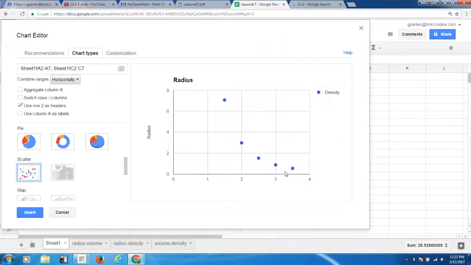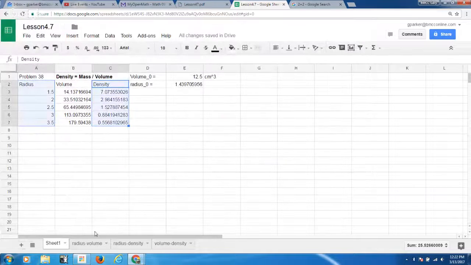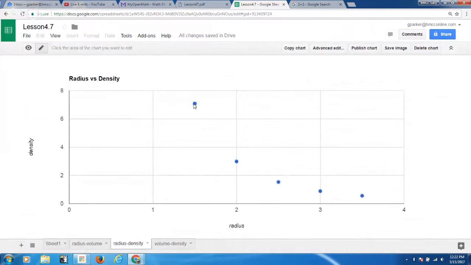So I can see radius versus density. So as the radius increases, the density drops. So I have radius going this way and density going that way. We labeled that here, radius versus density. So we can see small radius, high density. If we have a big radius, we have a low density because we're keeping the same amount of material. Kind of like blowing up a balloon, but ours is made of steel.